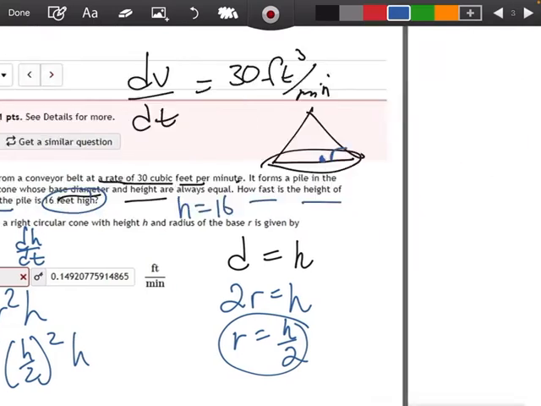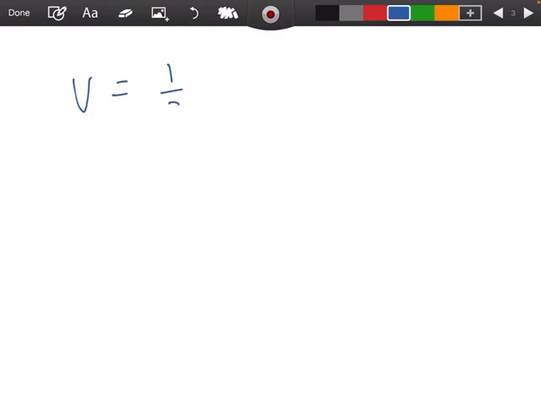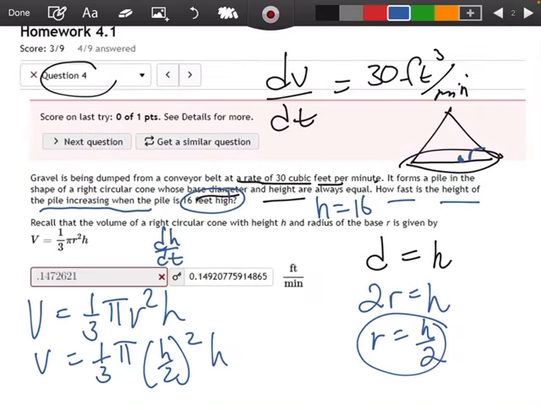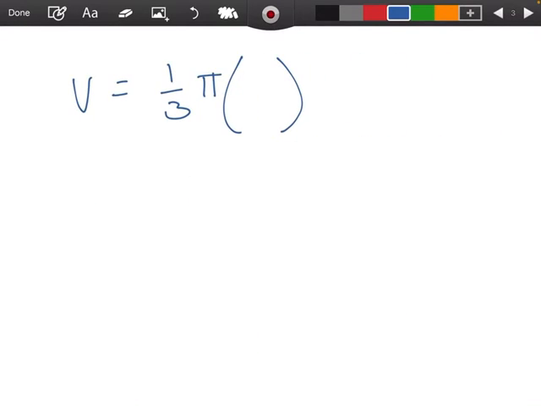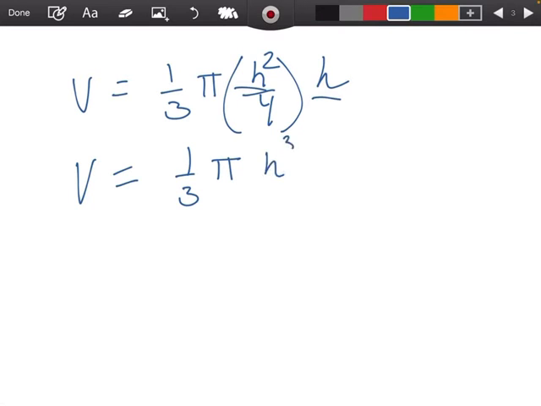I'm just going to write this on the next page. 1/3. Let's see, what do we have? h over 2 squared gives me h squared over 4, times another h. So this is 1/3 pi. If I multiply those together, that's giving me h to the third over 4. I'm just going to clean this up a little bit, y'all. 1 times pi times h to the third is pi h to the third. 3 and 4 gives me a 12.